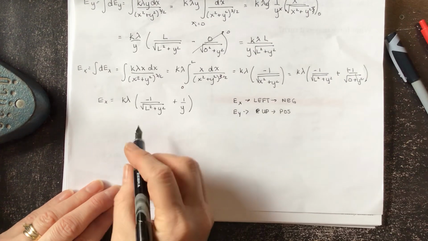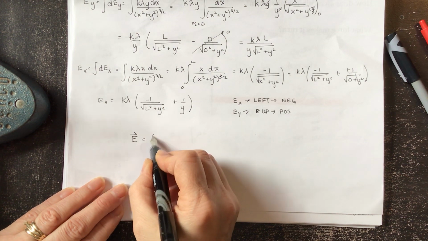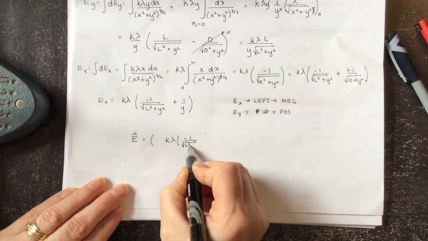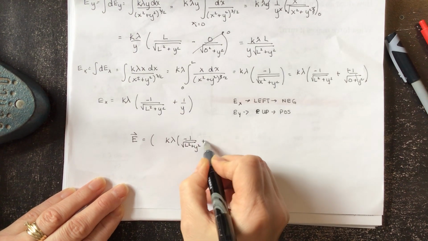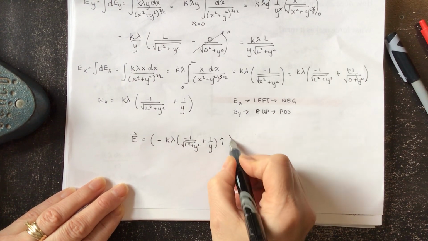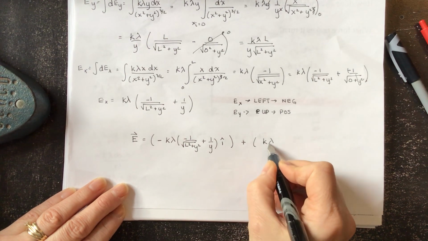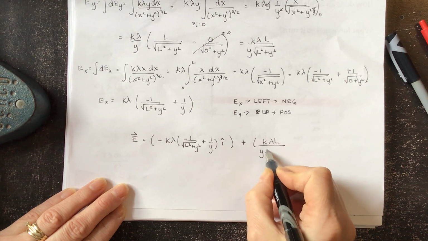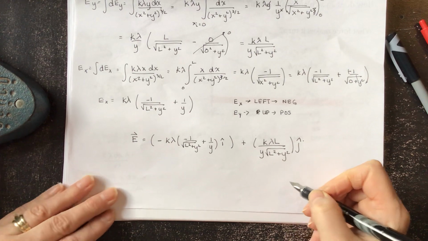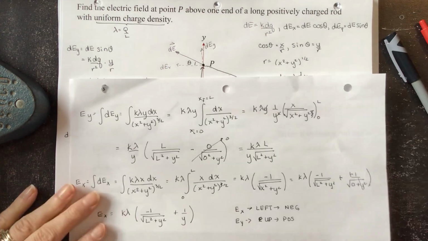So now let's incorporate this as we write our answer. Our total electric field is the X component, K lambda, minus 1 over square root L squared plus Y squared, plus 1 over Y. The direction has to be in the negative X direction. And then we have to add in the Y component, which is already positive. And that gets a J hat for the Y component. So there's the electric field above one end of a positively charged rod.